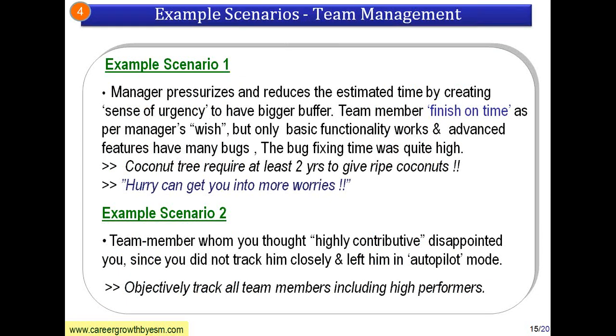Okay. So another example scenario is a team member whom you thought very highly of, a hero, has actually disappointed you. Sometimes you think, this guy is a great guy, let me just give the work to him and not track him. Sometimes even high performers require some kind of tracking. If you leave a high performer in autopilot mode, some of them may deliver, but some of them might require tracking. So you have to decide based on the context or the history. So it's a good idea to objectively track all team members, including high performers.